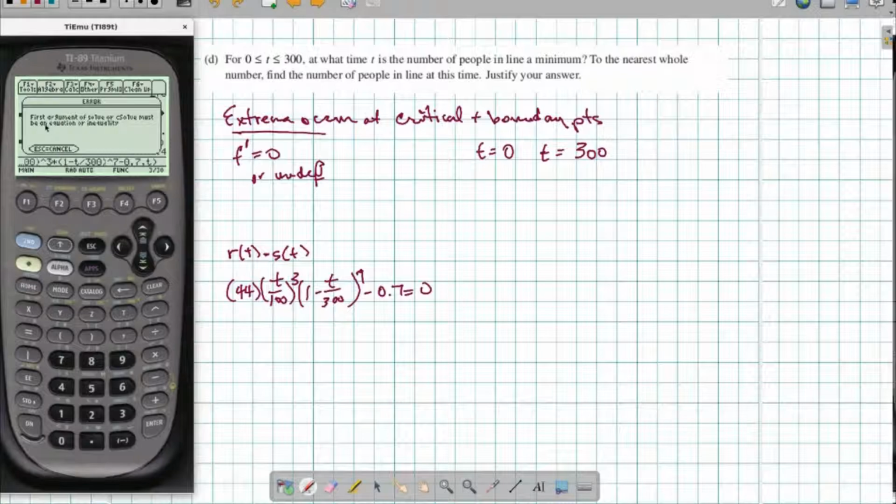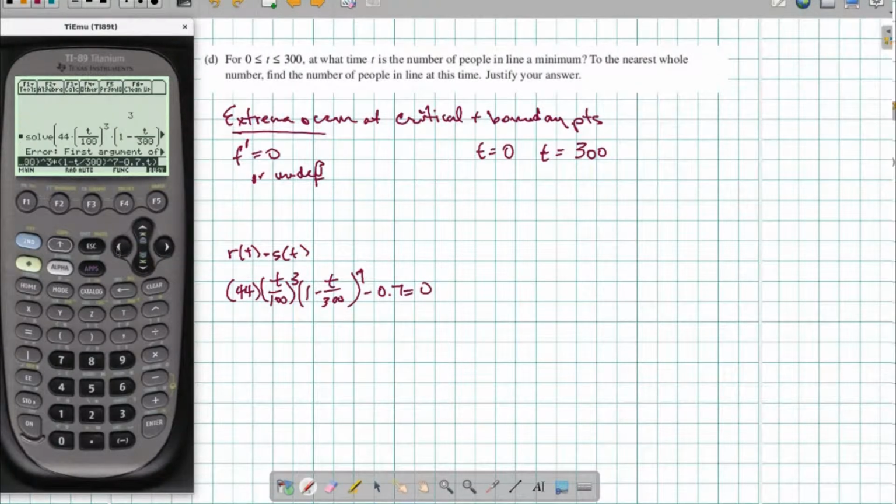Wait, what's wrong with this? First argument of a solve or c-solve must be an equation or inequality. I forgot the equals 0. I need to take care of that real quick. Equals 0, because I'm looking for a critical point.